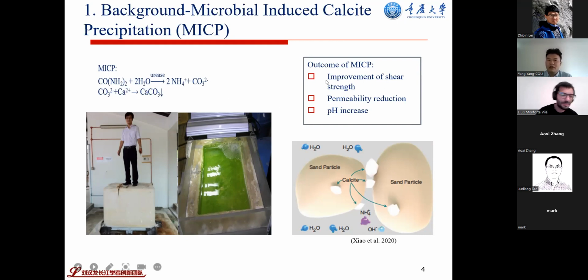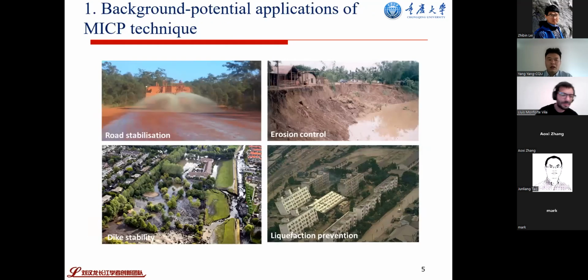There are generally three outcomes of MICP. First is to improve the shear strength. The second is to reduce the permeability. The third is that it can increase the pH of the environment. There are some potential applications of the MICP technique, for example road stabilization, erosion control, dike stability, and liquefaction prevention. I think the last picture is the same as Dr. Zhang's.